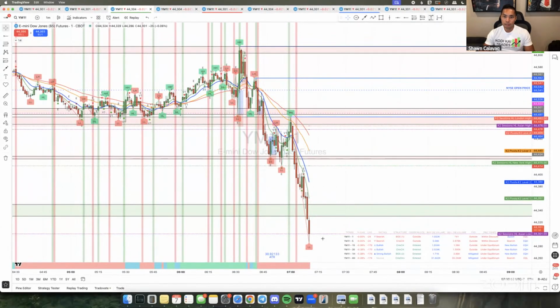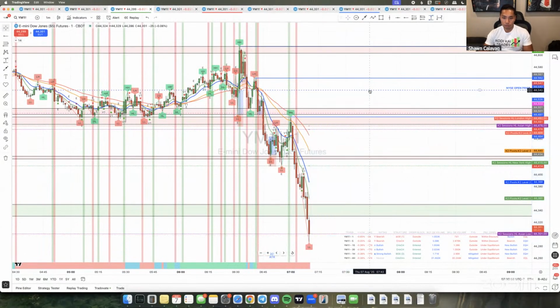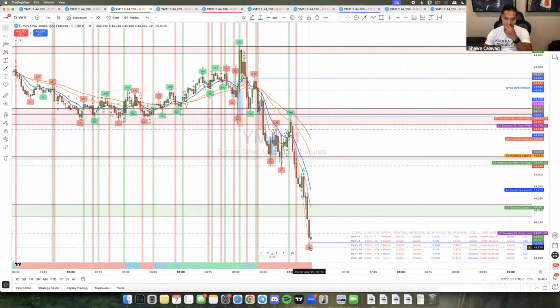Let's see how far price is pushed from the opening price. I mean, it's pushed down 200 points from open. We're currently at the Asia low right here. There's no entries in my direction, so either way, nothing for me to take.